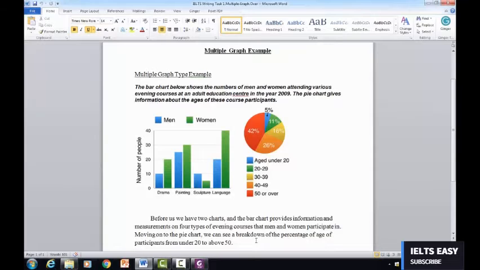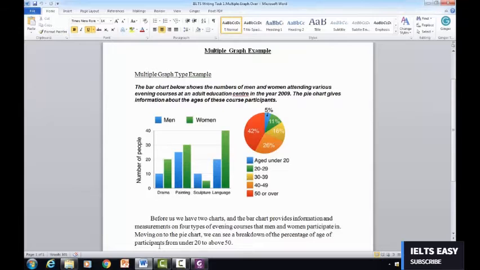So when we're looking at this one, first we look at the bar chart, and we have men and women. Let's look at the women: what's the high? The high for the women is language, and the low for the women is sculpture. The high for the men is painting, and the low for the men is drama, it looks like. Actually, drama and sculpture are the low for the men. So those are our highs and lows.